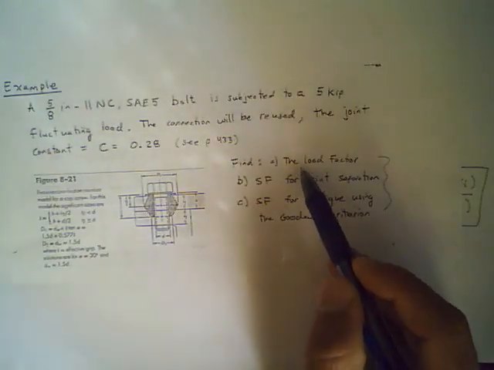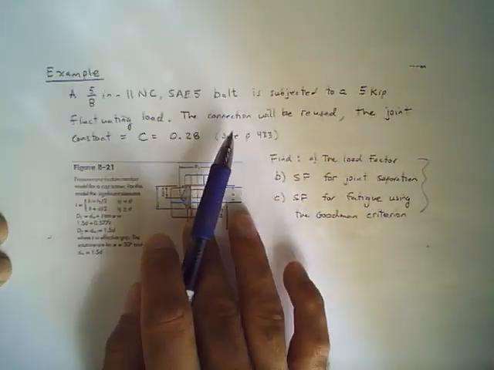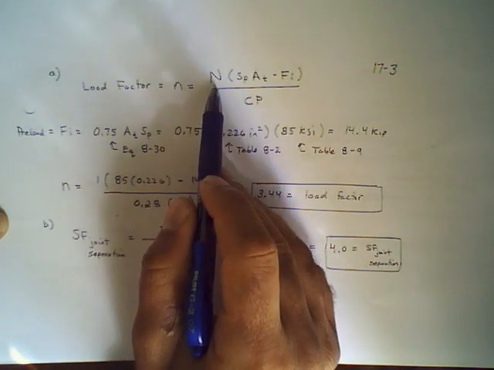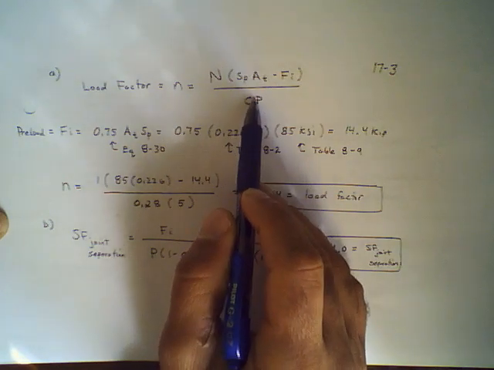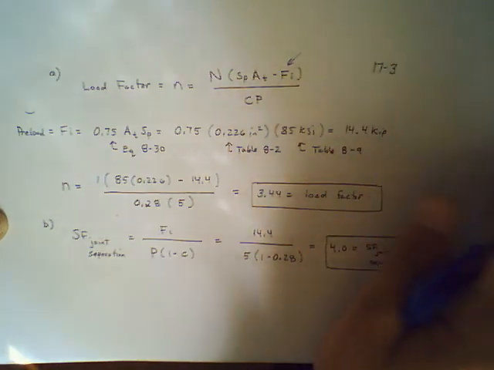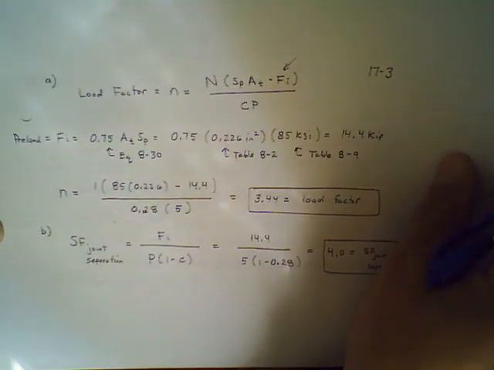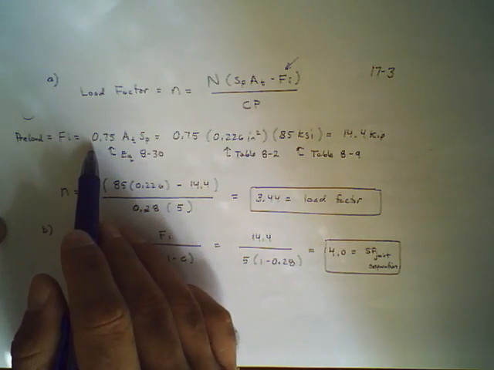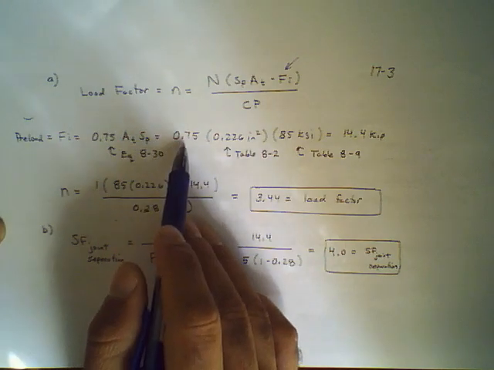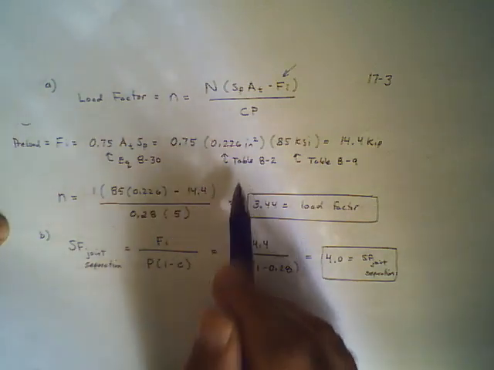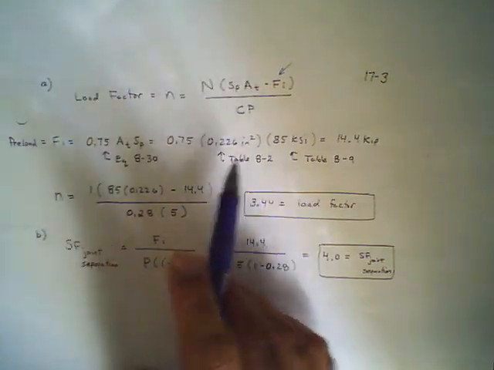How do we do this? For the load factor, when you are dealing with bolts, you basically just apply the equations that we have introduced. The load factor is equal to n times (SP AT minus Fi) divided by P. The first step is to find Fi, the preload. They told us that the connection is reusable. If it is reusable, then the preload is going to be equal to 0.75 times AT times SP. AT for a 5/8 bolt is 0.226.